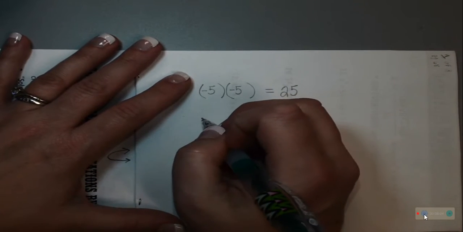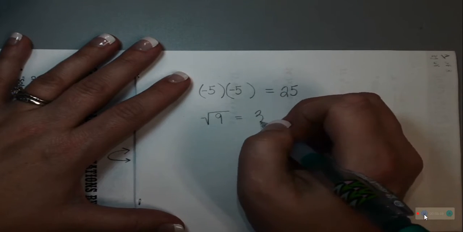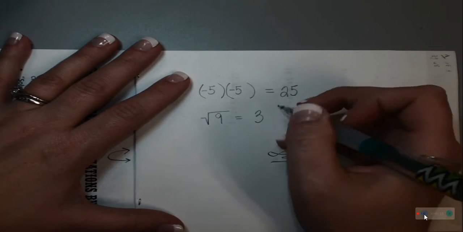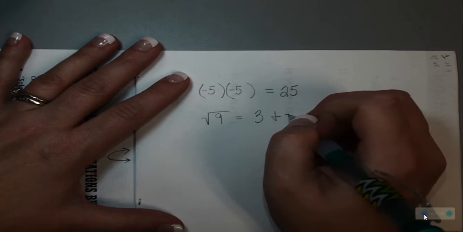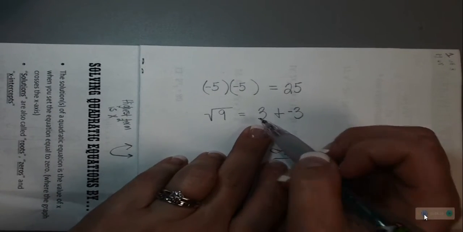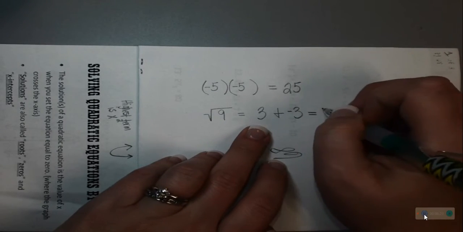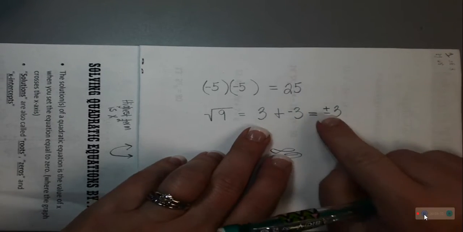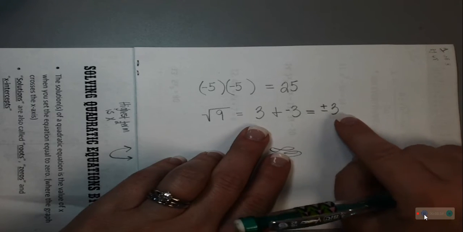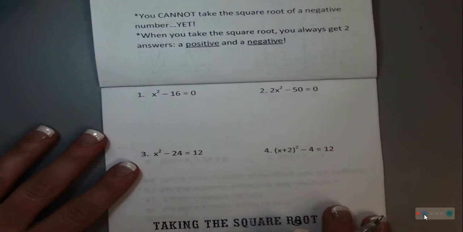So if I said to you, what's the square root of 9? That's 3, because 3 times 3 gives you 9, but guess what? It's also negative 3, because negative 3 times negative 3 gives you 9. Now let me show you the way that we write this. You have a positive 3 and a negative 3. You can write this as plus or minus 3. What do you think that means? That means a positive 3 and a negative 3.